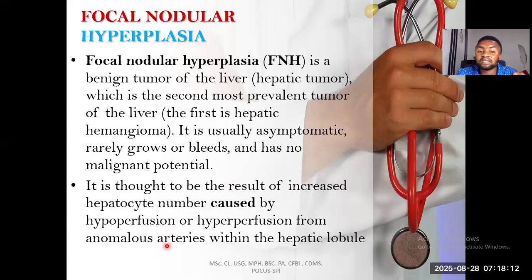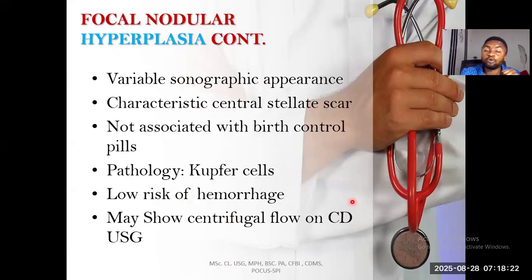It happens in abnormal arteries, forming the focal nodular hyperplasia, which you see as a tumor. On ultrasound, you see them as variable sonographic appearance. Variable means that part can be anechoic, part can be hypoechoic, part can be hyperechoic.